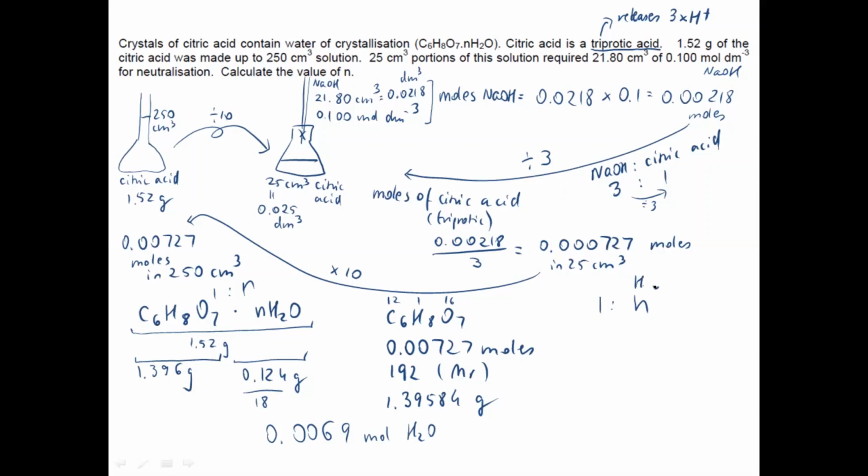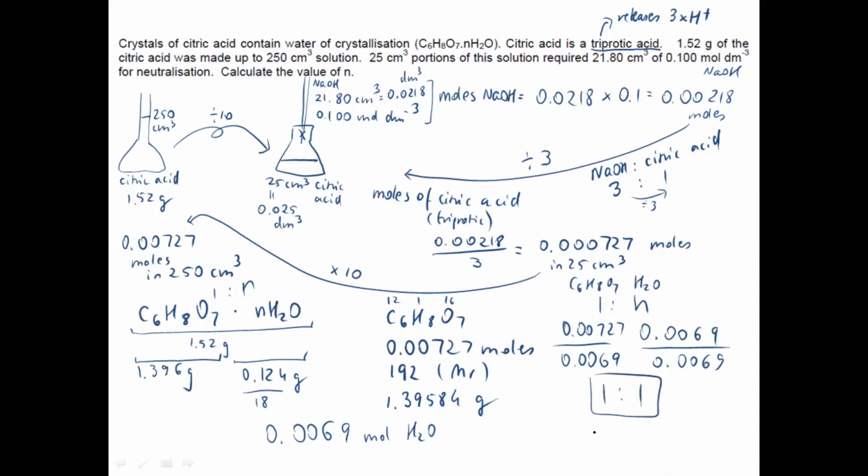The ratio here is 1 to n, where n is the water, H2O, and the other is C6H8O7. So if my water is 0.0069 and my C6H8O7 was 0.00727, what do I need to do? I need to divide by the smaller number, which is this one. You can see that 7 and 6.9, it's roughly 1 to 1. The ratio is 1 to 1, so n equals 1. There's more than one way of doing it. We had a similar kind of calculation before.